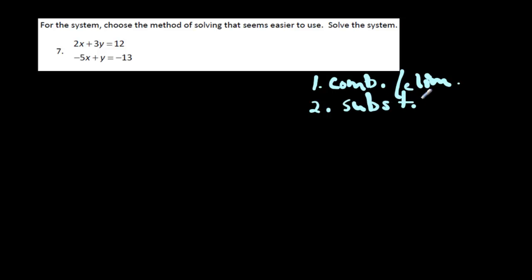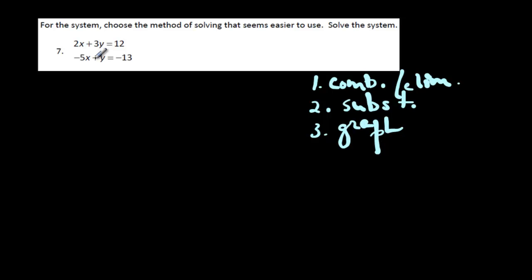So method 1 was linear combination or elimination. The second way was substitution, where you would either solve for x or y in one of them, and then you would substitute it in for the other equation. Or you would graph both of these on a coordinate system and find out the point of intersection.